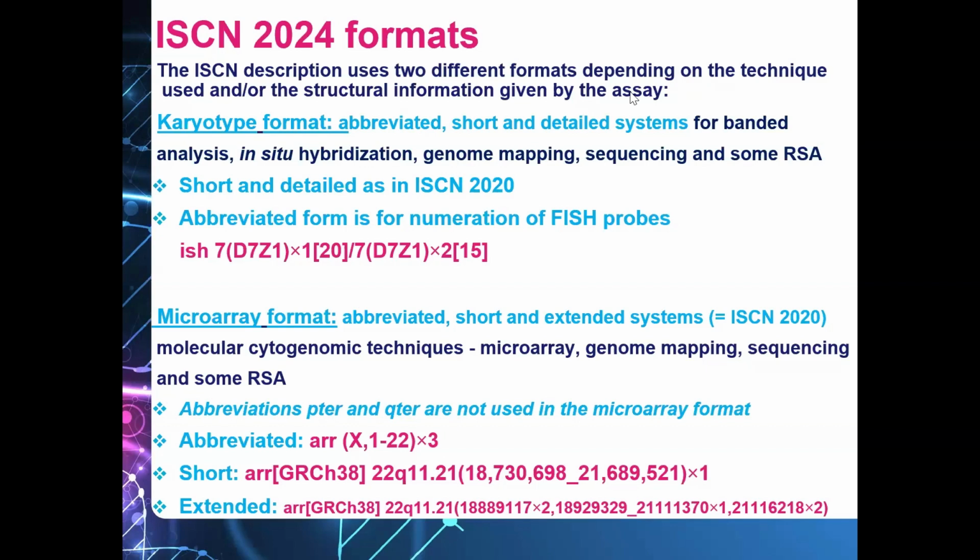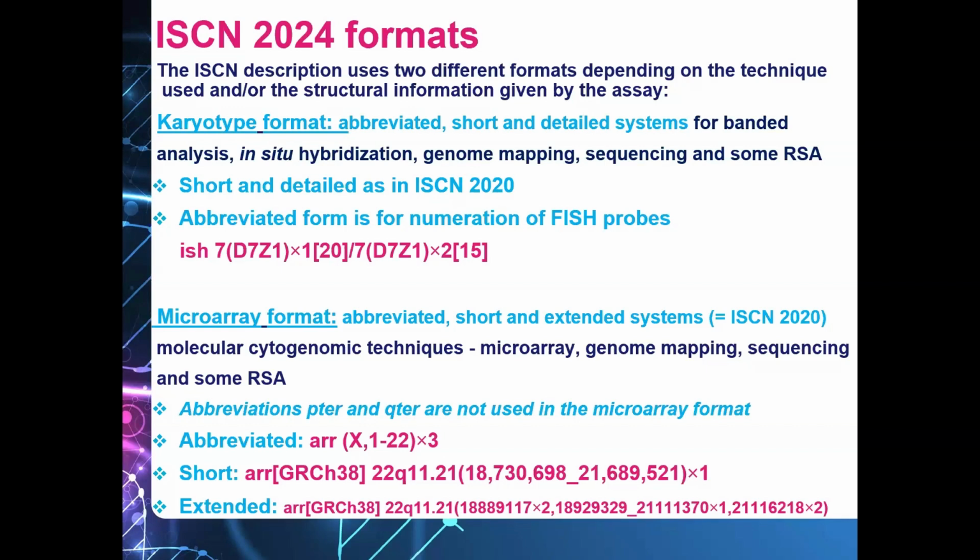Then you've got the microarray format. Again, it's abbreviated, short, and we've called it extended because it was called extended before, as in ISCN 2020. Just to note that the abbreviations pter and qter are not used in the microarray format. They are used in sequencing, because HGVS uses them, even though you cannot pick up that it's pter and qter; you're making an assumption because you've got repeat sequences right at the very end. But in a microarray, we've specified you can't use it. You also shouldn't be using 1, because again, you can't pick up the end of the chromosomes.